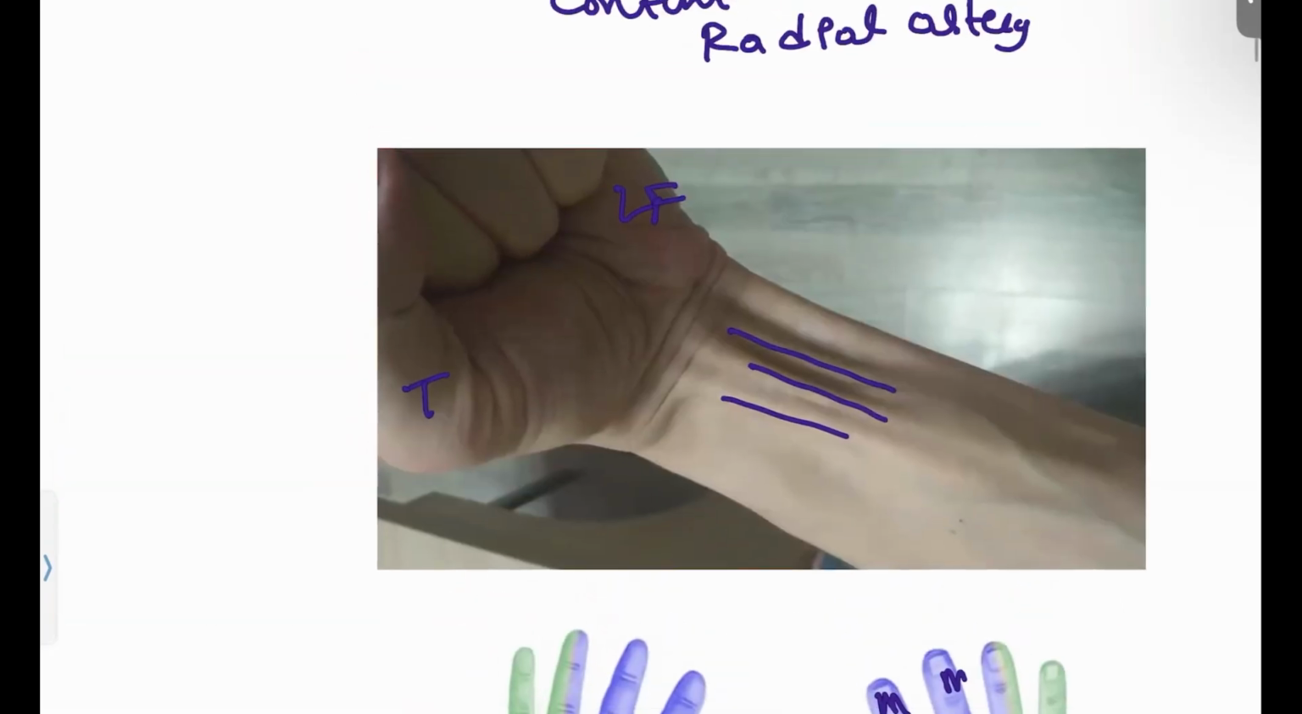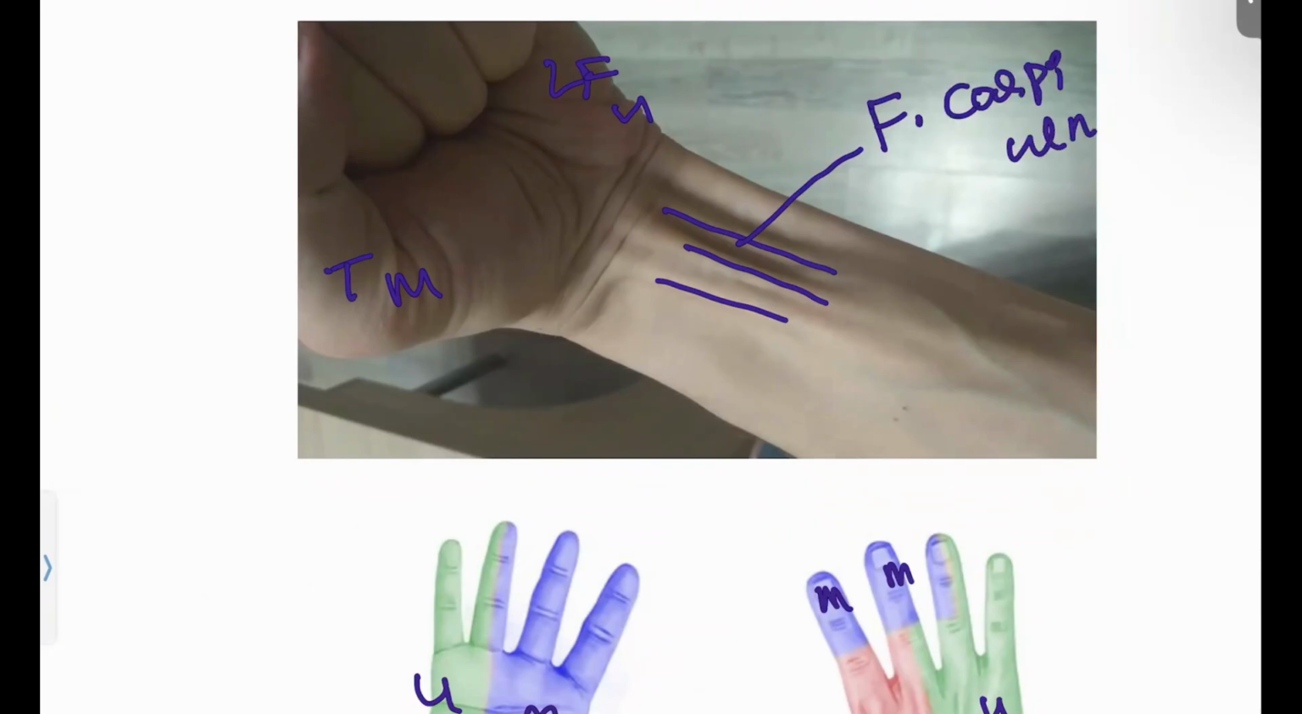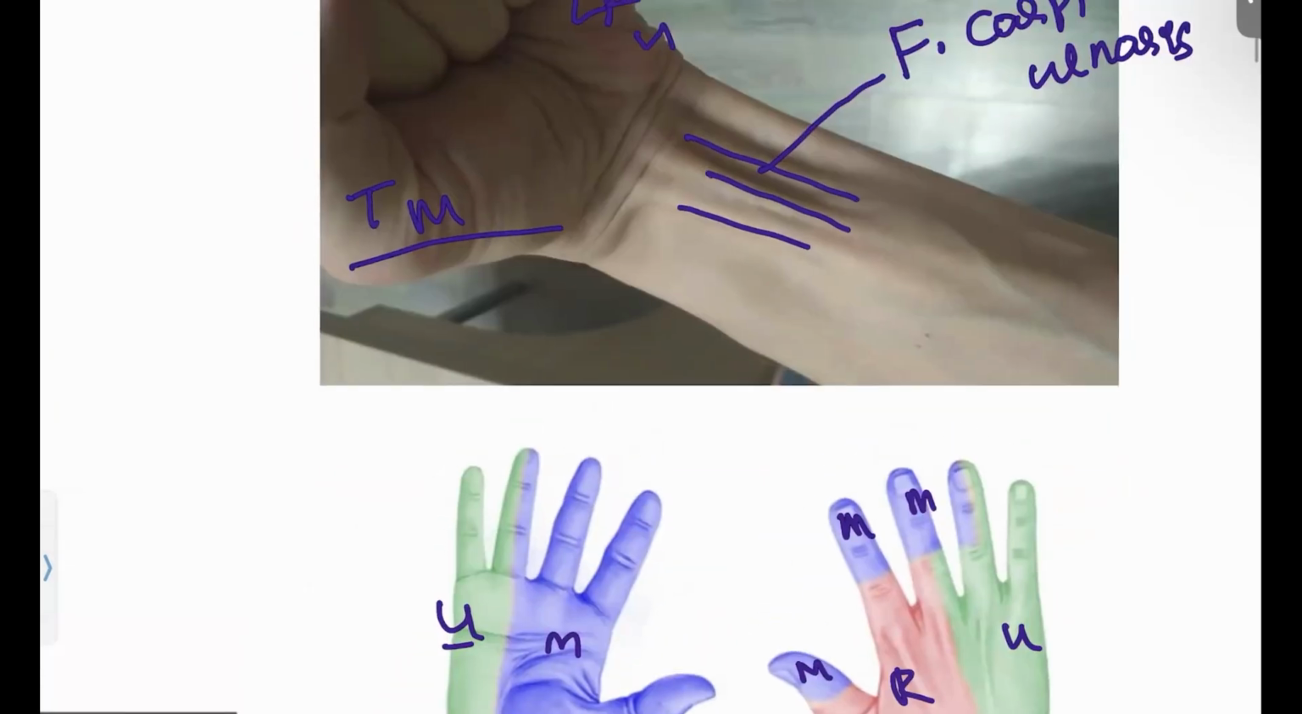Coming back to this picture, here you can see the structure on the thumb side. Basically, it is supplied by your median nerve, right? And on the ulnar side, this will be your ulnar. So this tendon is your flexor carpi ulnaris. Okay. And here, on the thumb side, this is your flexor carpi radialis.